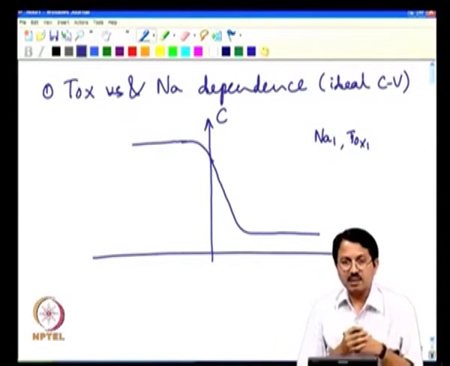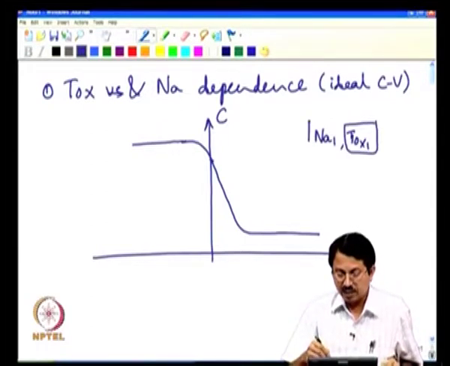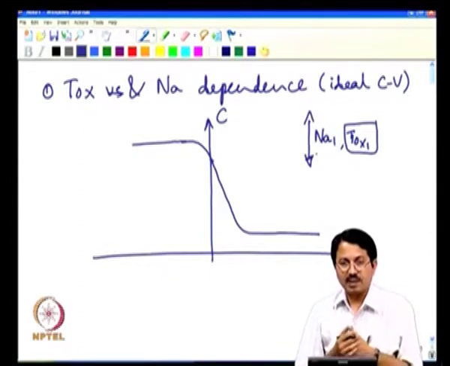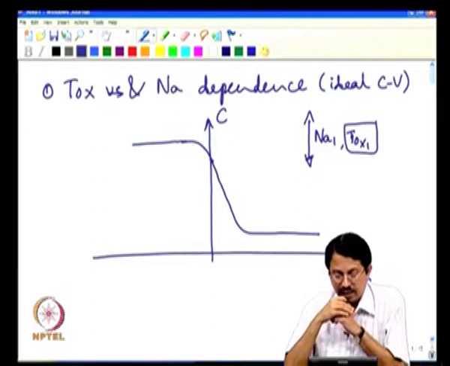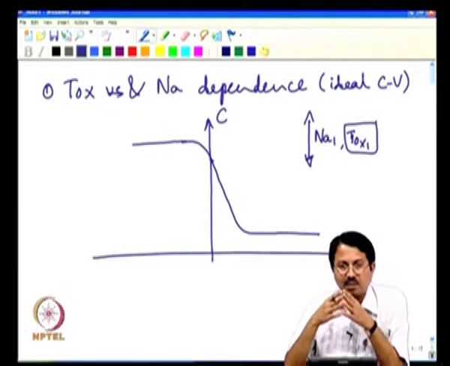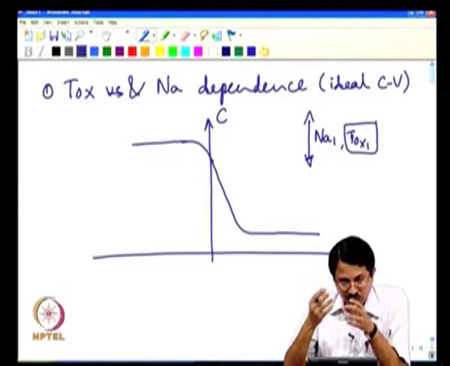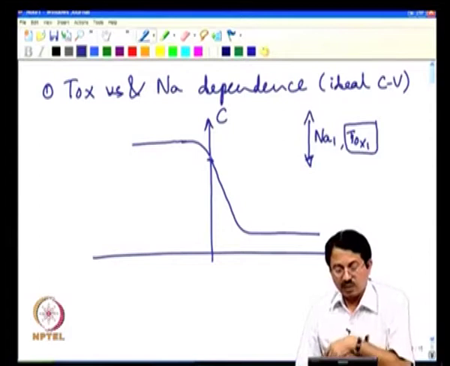First, let us consider a situation where TOX1 is kept constant, not changed, but Na1 is varied. Then let us ask the question, what would happen to the CV characteristics. Again, for the time being, let us consider it is an ideal capacitance. Somehow I have made this capacitor so that VFB is 0. So, the VFB point essentially is out here for all these cases.